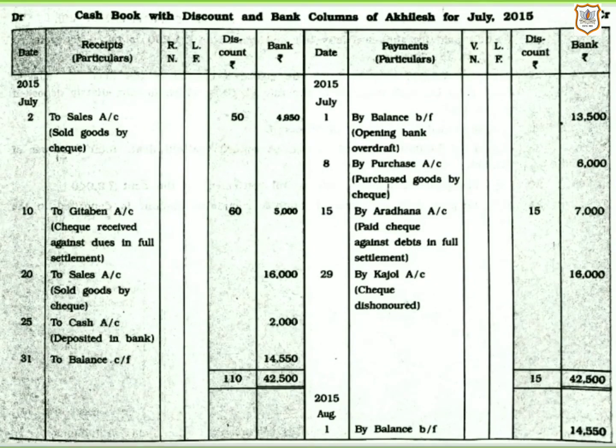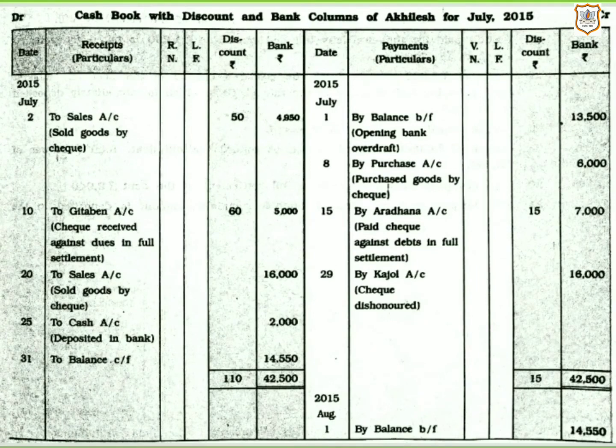Our first transaction is date July 1st, opening bank overdraft rupees 13,500. Here note that opening bank balance is not given. Here opening bank overdraft is given, that is rupees 13,500. Now let us understand what is bank overdraft. When the trader makes agreement with the bank to withdraw more than the balance in his account up to a fixed amount, such facility is known as bank overdraft.